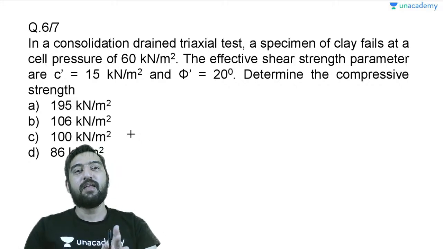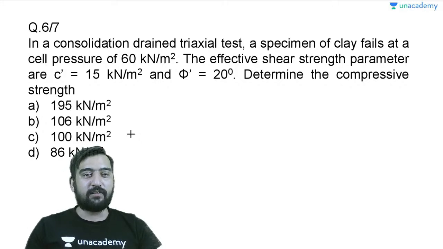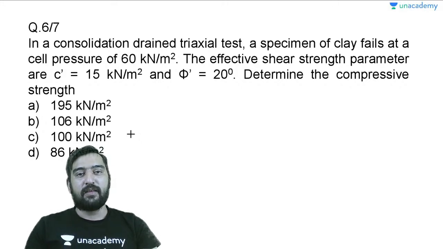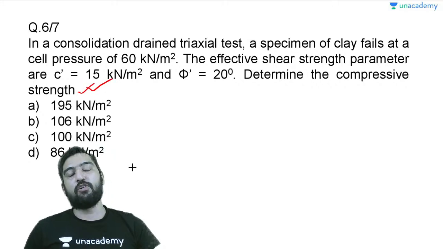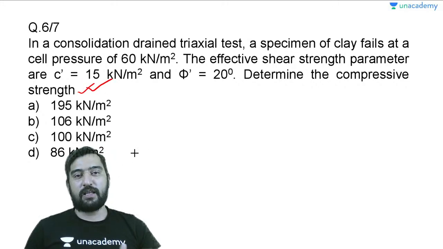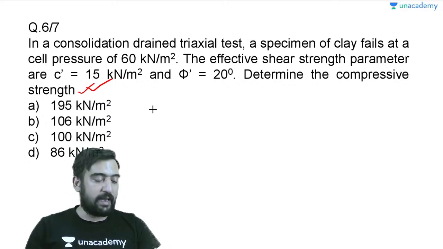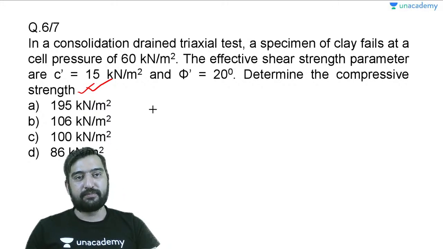Good. In a consolidated drained triaxial test, the specimen of clay fails at a cell pressure of 60, and the effective shear strength parameters c' is 15 and phi' is 20. Determine the compressive strength. ये अच्छा क्वेश्चन है दोस्त. Because here the c is not 0, you may have to extrapolate the envelope back to the axis. So this is going to be a good question. So let me help you guys in this.